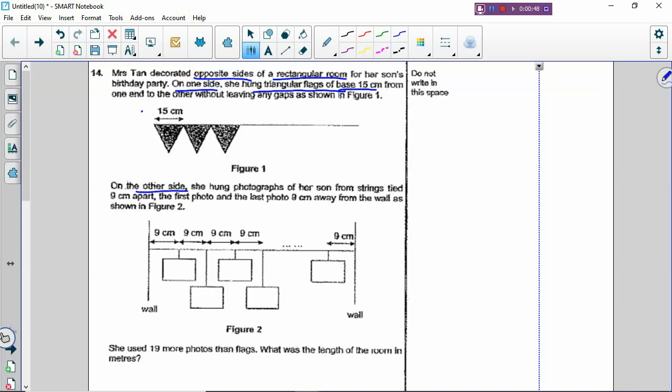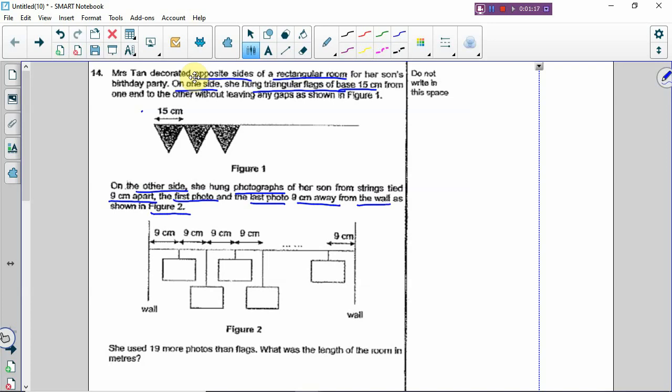On the other side, she hung photographs of her son from strings tied 9 cm apart, right? 9 cm apart between every string. The first photo and the last photo are 9 cm from the wall, as shown in figure 2. If you don't understand what the question is saying, you just look at the figure, and then you will understand what it means.